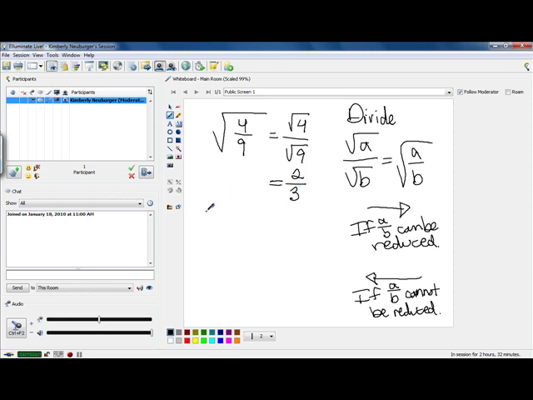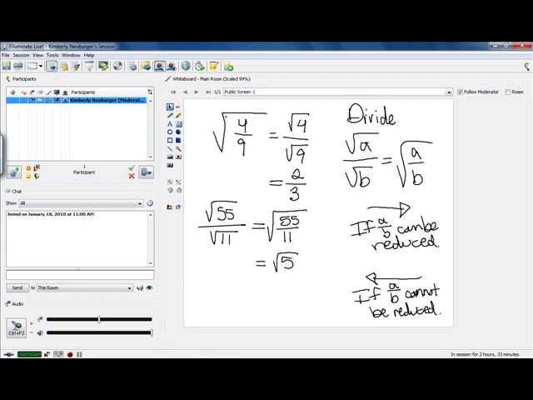Now let's take a look at another one. What if I have a square root of, say, 55 over square root of 11? Well, I can reduce 55 over 11, so I actually want to use this rule going this direction and put the fraction back underneath the radical, because now I can do 55 divided by 11 and get square root of 5. Now let's take a look at one that's a little tricky.